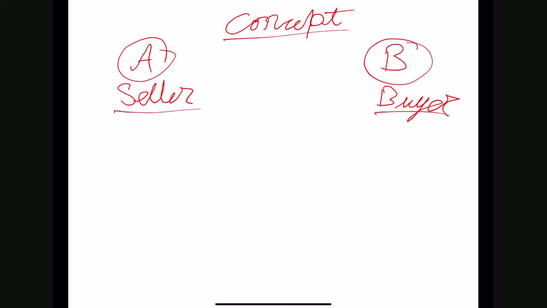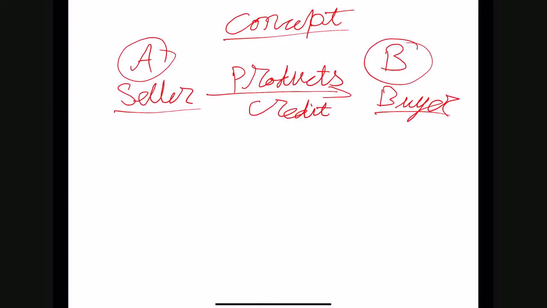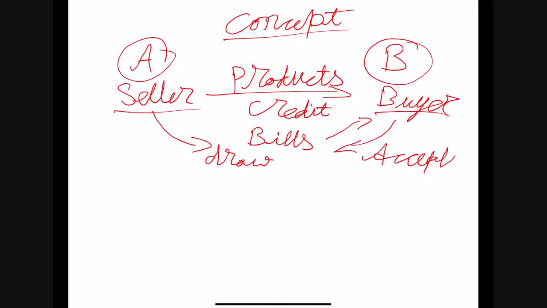B is the buyer, and the seller sells products, any products or services to buyer B on credit. Here comes bills. A, the seller, draws the bill on buyer and buyer accepts the bill, and A becomes the holder. He becomes the holder of the bill, or bill holder, and this bill becomes bills receivable for A, and that is the asset for A.